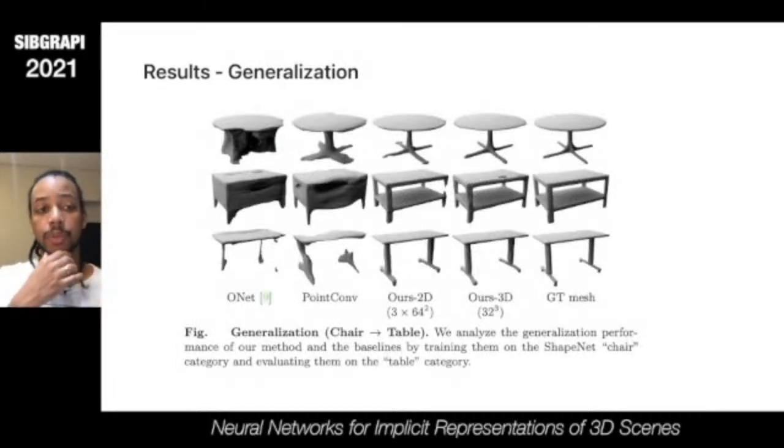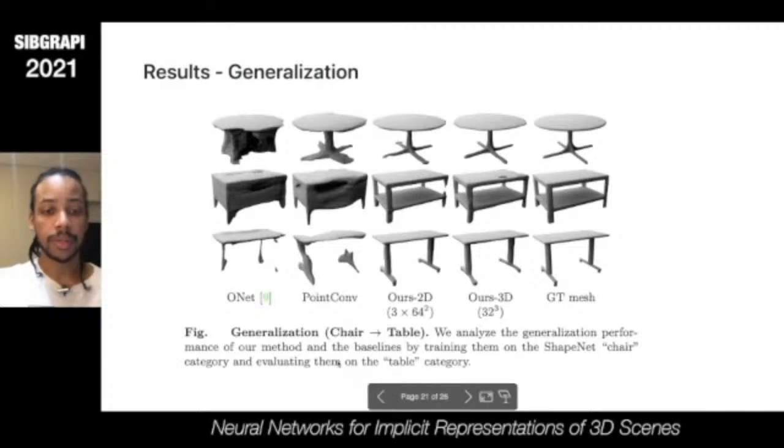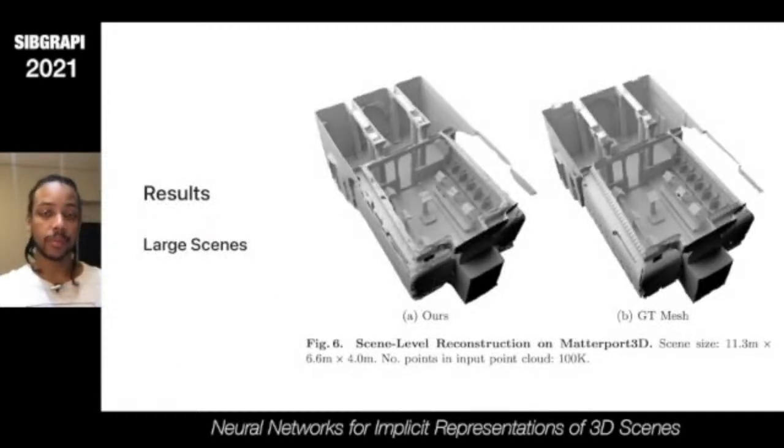Another interesting experiment is the generalization. So they trained some models using the chair category of the ShapeNet and tried to reconstruct a table. And as we can see, once again, the convolutional occupancy networks gives a better result, although we can see some artifacts here and here. One of the most ambitious experiments was the reconstruction of large scenes, such as the models on the Matterport 3D.